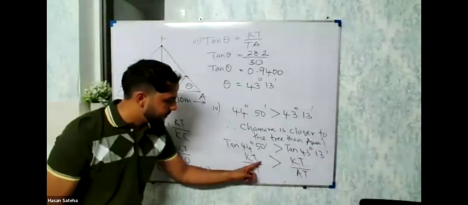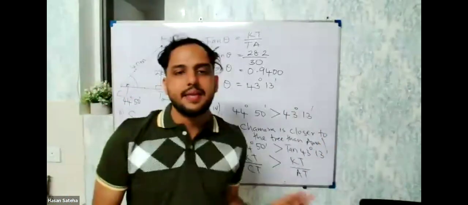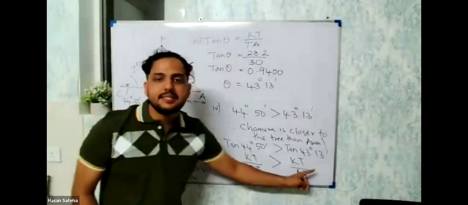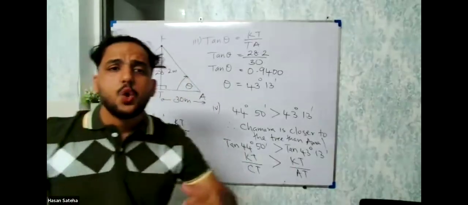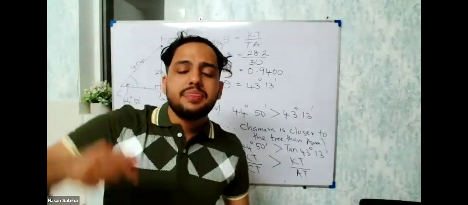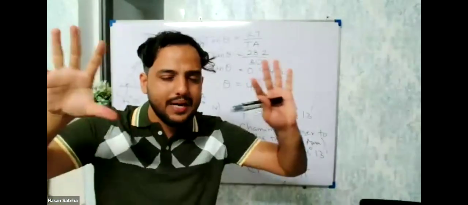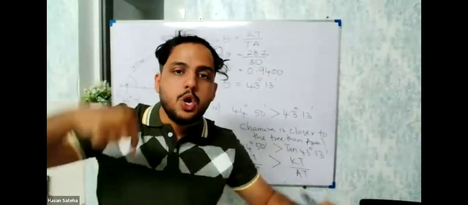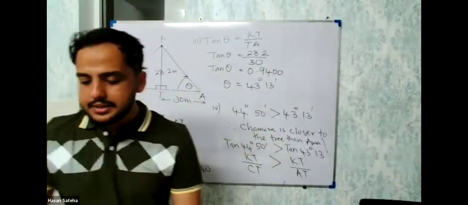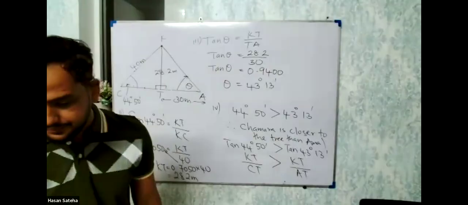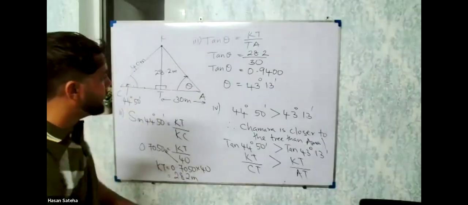Now see here, the numerators are the same, KT and KT. So now we have to compare the denominators. In a fraction, when the numerator is not changing and the denominator reduces, what happens to the fraction value? Does it increase or decrease?